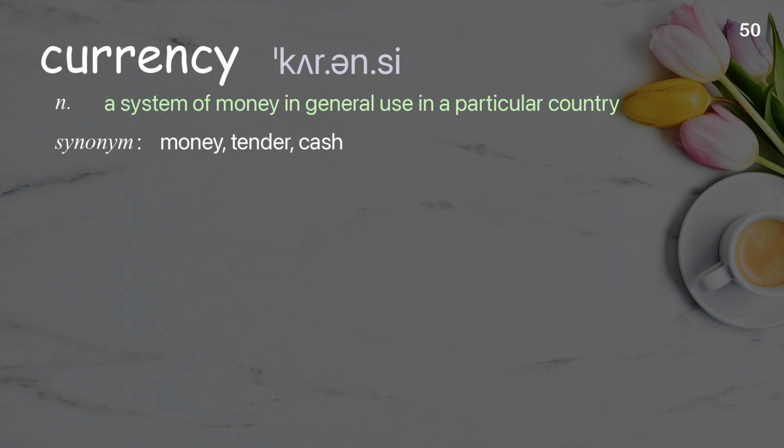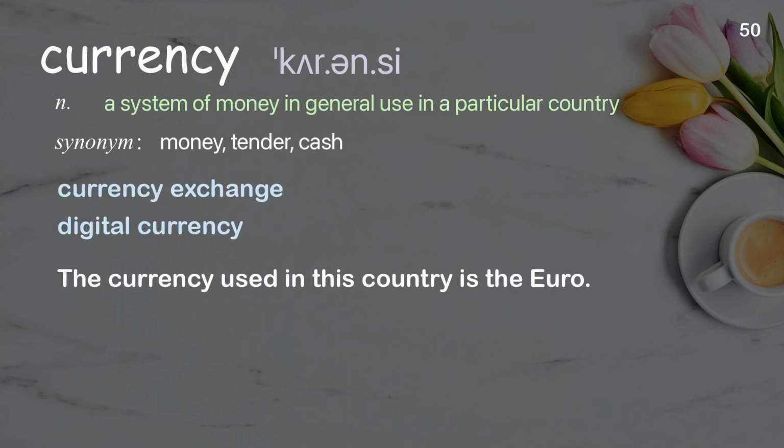Currency: a system of money in general use in a particular country. Examples: currency exchange, digital currency. The currency used in this country is the euro.